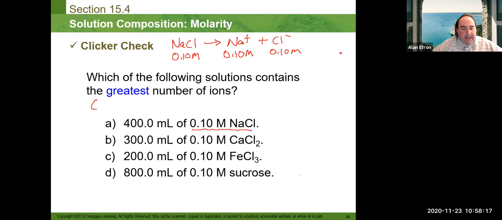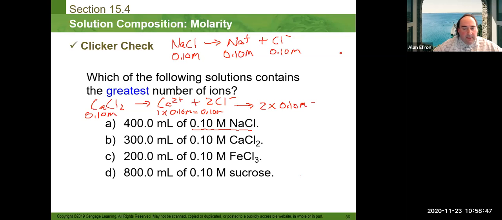If we look at something like calcium chloride, when it breaks apart, we get 1 calcium ion and 2 chloride ions. So remember, when it breaks apart, the 2 goes in front. In terms of concentration, if this is 0.1 molar, the calcium is a 1-to-1 relationship, so you take 1 times 0.1 molar, which gives you 0.1 molar. But the chloride is a 1-to-2 relationship. So for our chloride, we take 2 times 0.1 molar, and that gets us 0.2 molar for our chloride ions in that case.